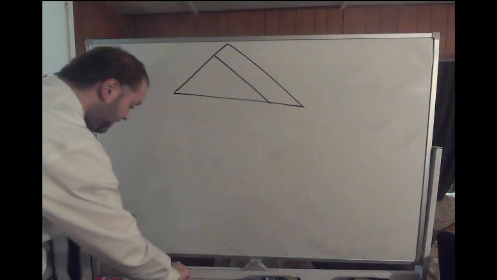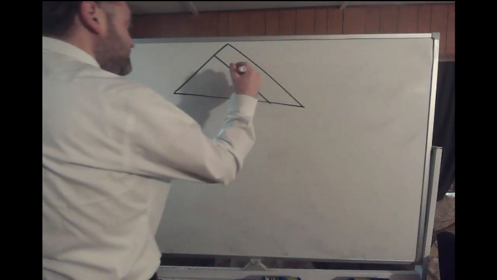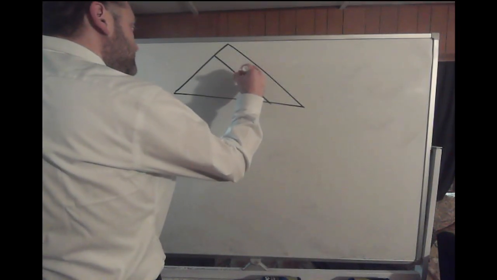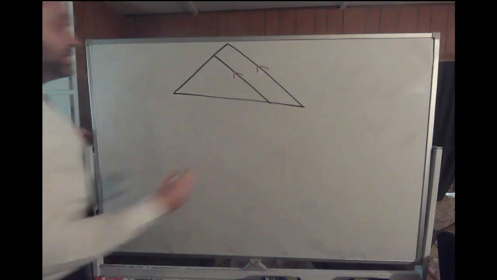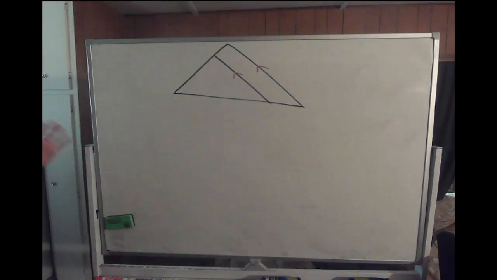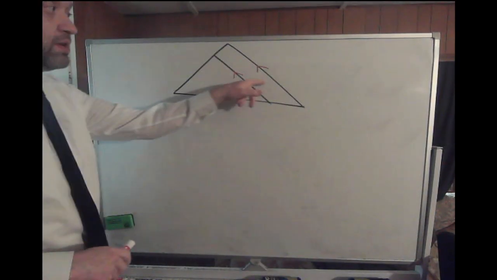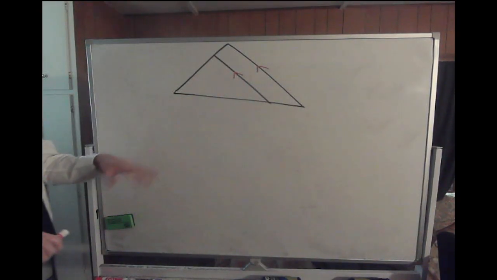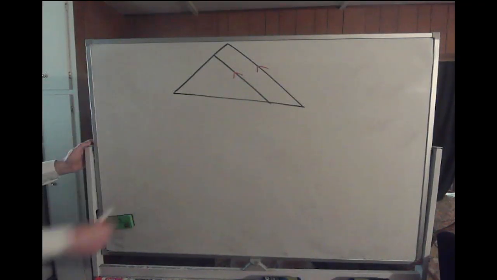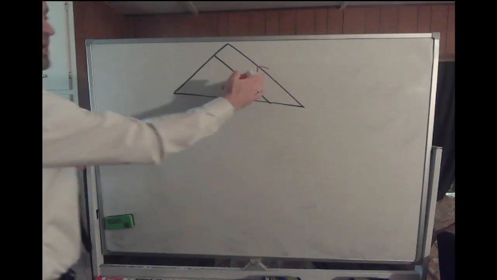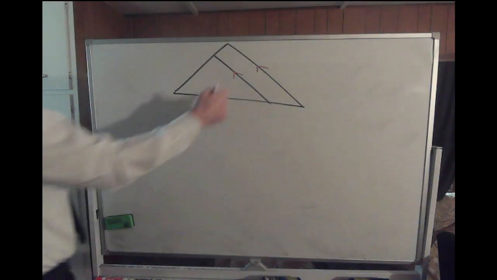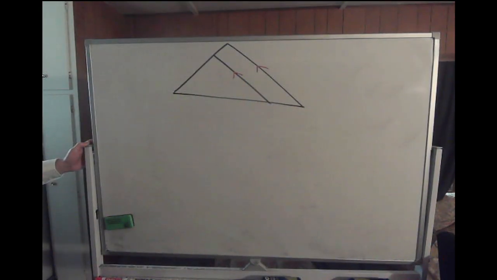So what do we have here? We have that this line is parallel to this line. And that's all they give us to start with. So we have two parallel lines here. So basically you have one triangle split into two. You have a smaller triangle inside of the whole triangle. Both bases are parallel to each other.